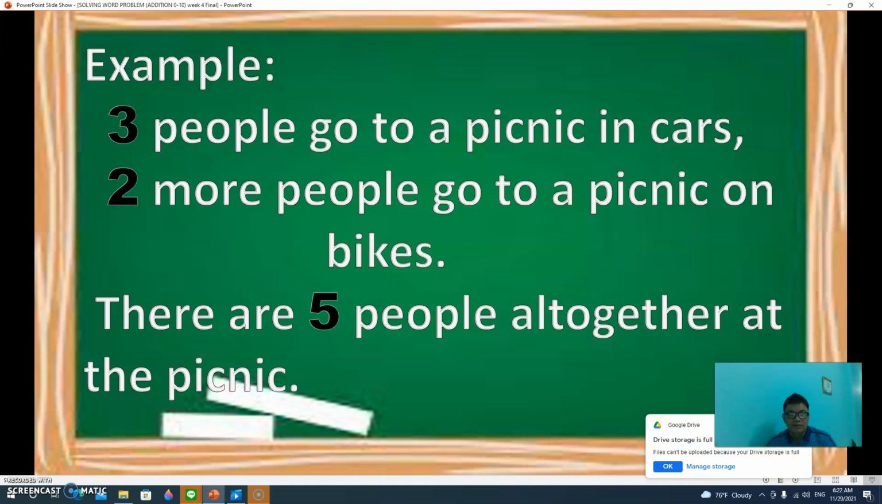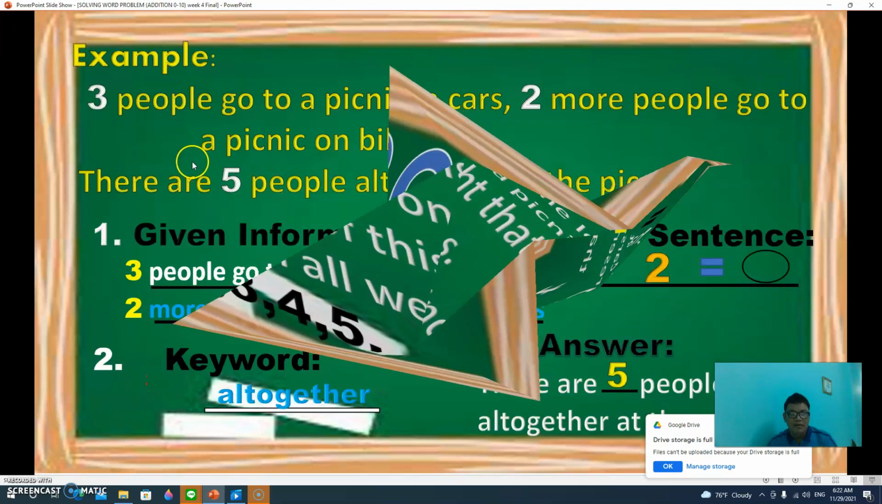So this is our example. Let us read. 3 people go to a picnic in car. 2 more people go to a picnic on bike. So there are 5 people altogether at the picnic.